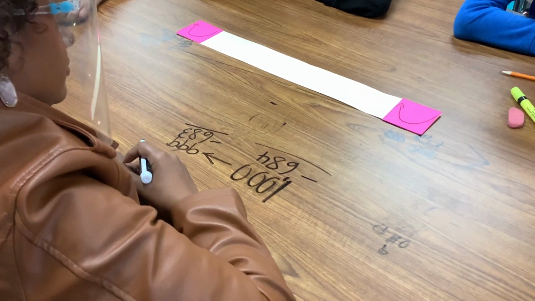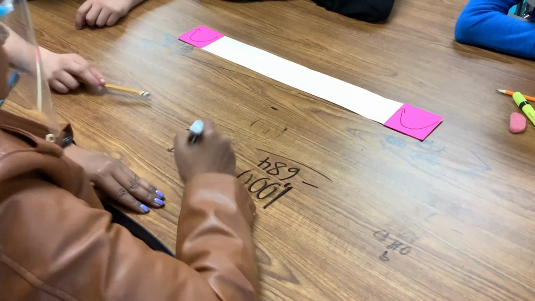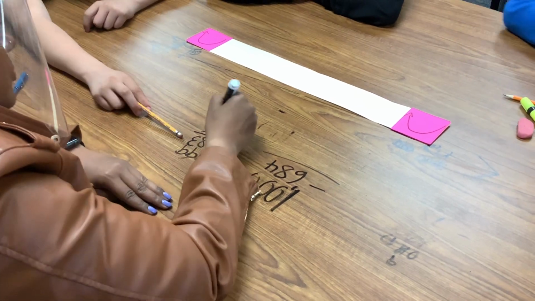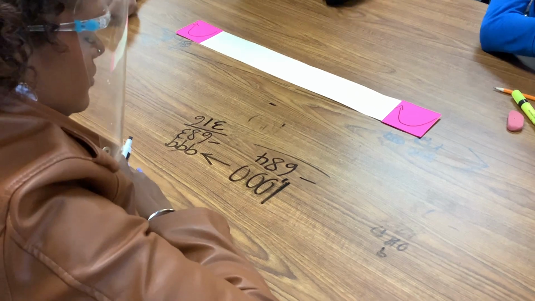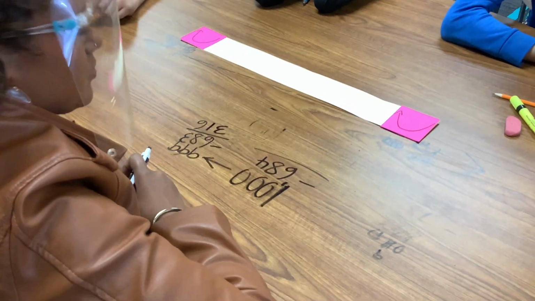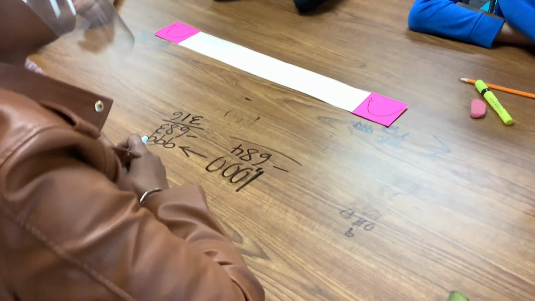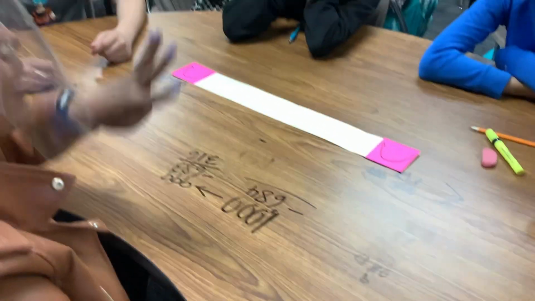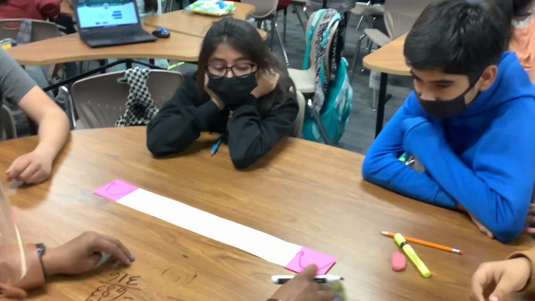Okay, so let's do it. Okay? 316. Okay. So, good job. Now, I think we're ready for decimals. Okay, I promise you, it is not going to be as crazy as you think. Okay, we're going to go with small decimals, okay?